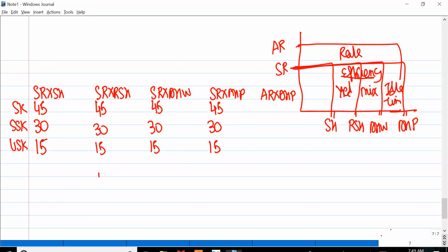Actual rates 50, 35 and 10. SR is 45, 30 and 15, AR is 50, 35 and 10. Okay.